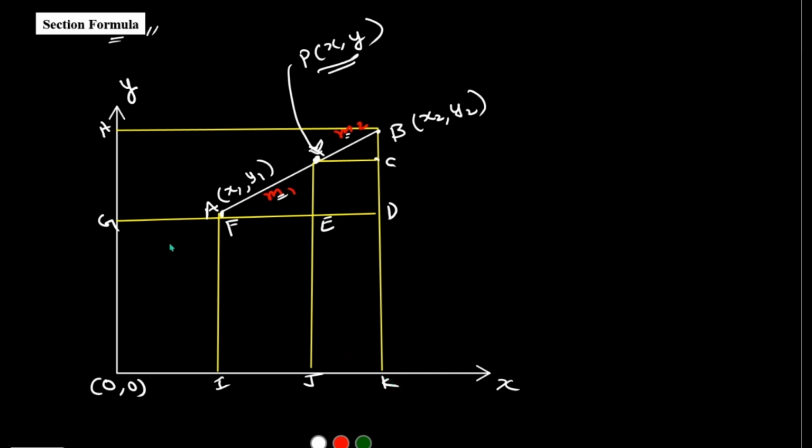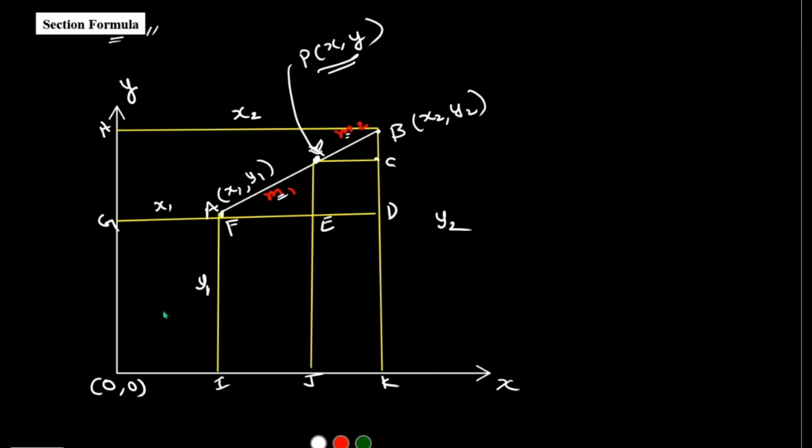Now let's see what this distance is from here to here. Because it is the B coordinate, the x distance is x2, so this distance is x2, clear, right? Similarly, this distance is y2, that is the full height y2. Similarly, for the point A, this distance is x1 and this distance is y1, right?